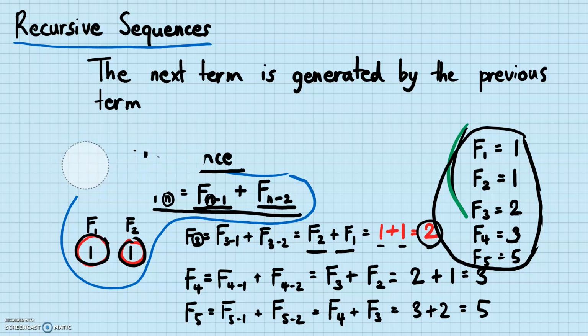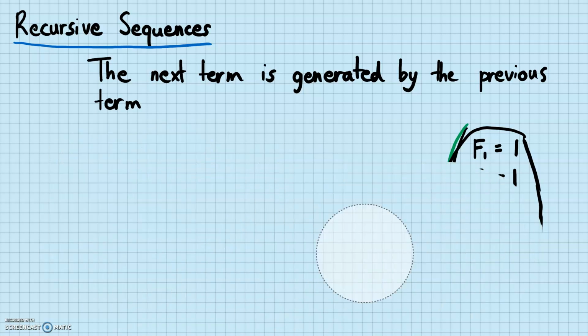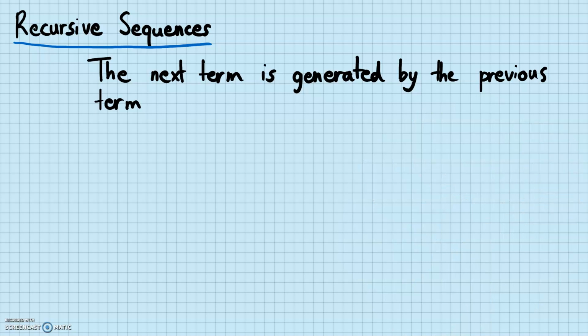Okay, so let's try another example with a recursive function. Let's say we have that our function is a sub n equals 2 times a sub n minus 1 plus 5. This is the algorithm for a recursive sequence. And remember, for a recursive sequence, we can't just have this. Actually, let's try and work with just this.